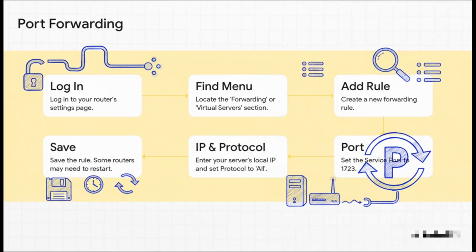So, to do this, you'll need to log in to your router's settings page. Look for a section called port forwarding, or sometimes virtual servers. The single most important piece of info here is the port number, 1723. That's the universal number for this type of VPN. You just create a new rule that says, "Hey router, any traffic that comes in asking for port 1723, send it straight to my server PC." Save that rule, and the bouncer will now wave your VPN traffic right on through.